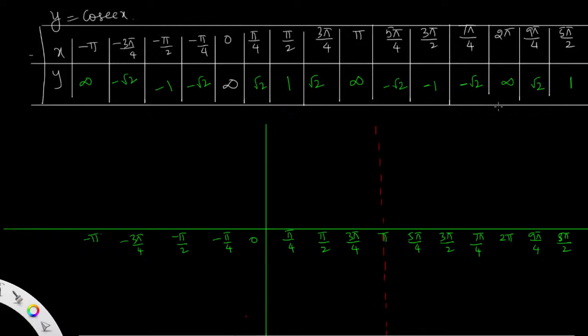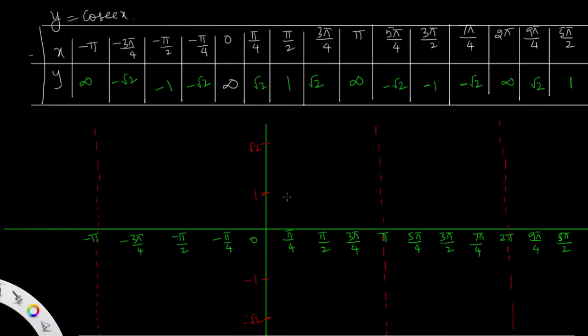And similarly, at every even multiple of pi the value goes to infinity, and similarly this has to be minus pi. Then draw the plot of the graph. Let us take the value as 1, and here I have root 2 as the maximum, and then it is minus 1 and it is minus root 2.